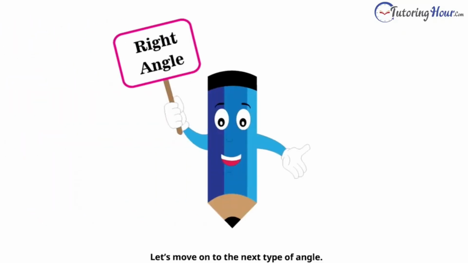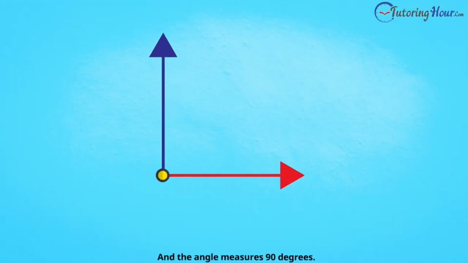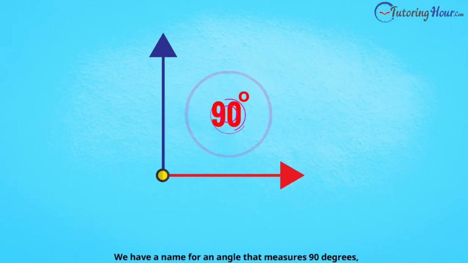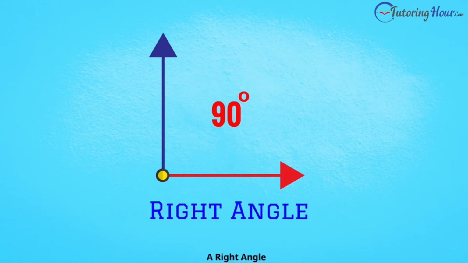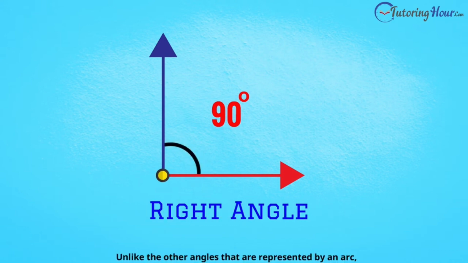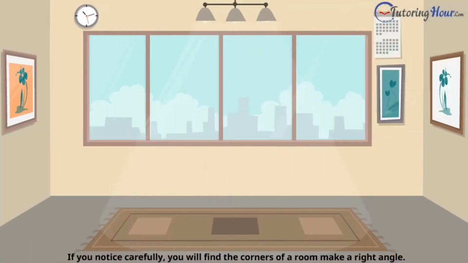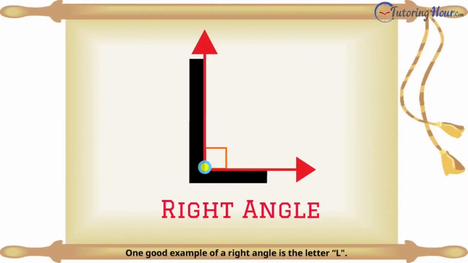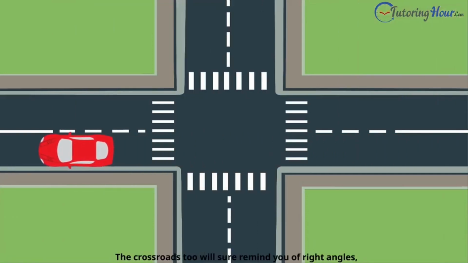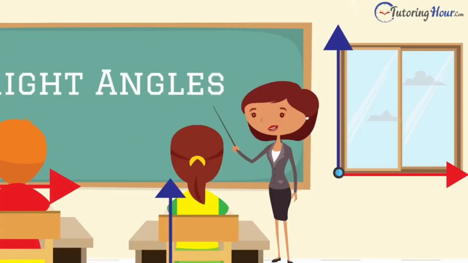Let's move on to the next type of angle. We'll rotate our blue ray until it points up straight and the angle measures 90 degrees. We have a name for an angle that measures 90 degrees. Do you know what it's called? A right angle. Unlike the other angles that are represented by an arc, a right angle is indicated with a little square like this. If you notice carefully, you will find the corners of a room that make a right angle. One good example of a right angle is the letter L. The crossroads, too, will sure remind you of right angles. You just need to look around, and you may find hundreds of examples to add on to your list of right angles.